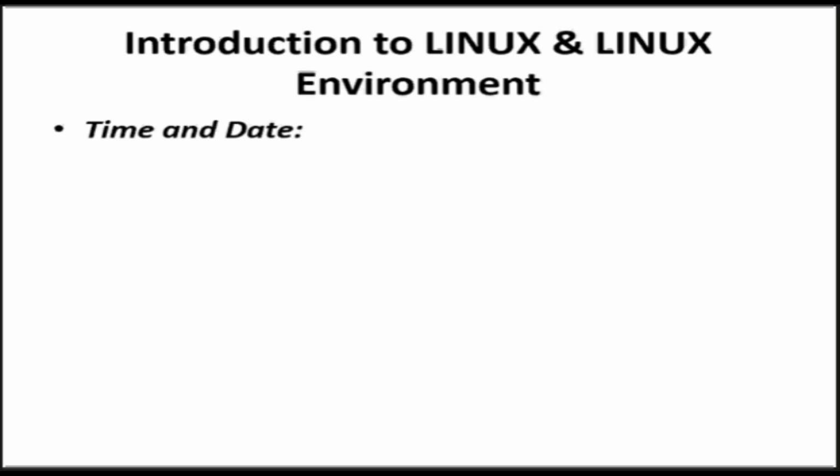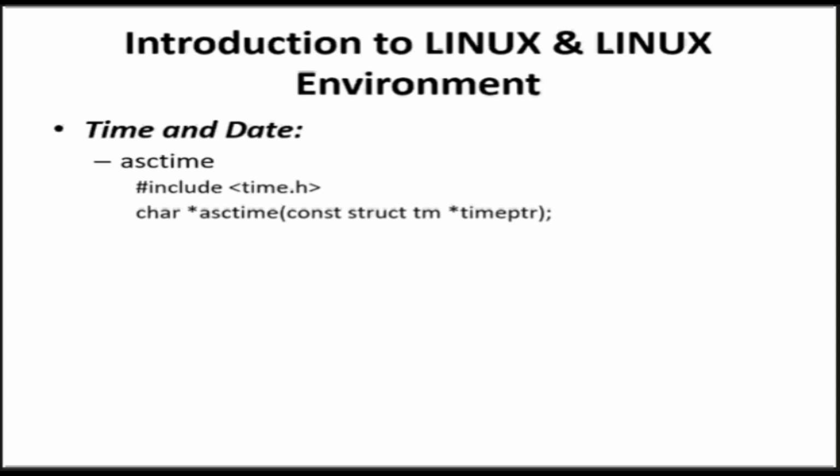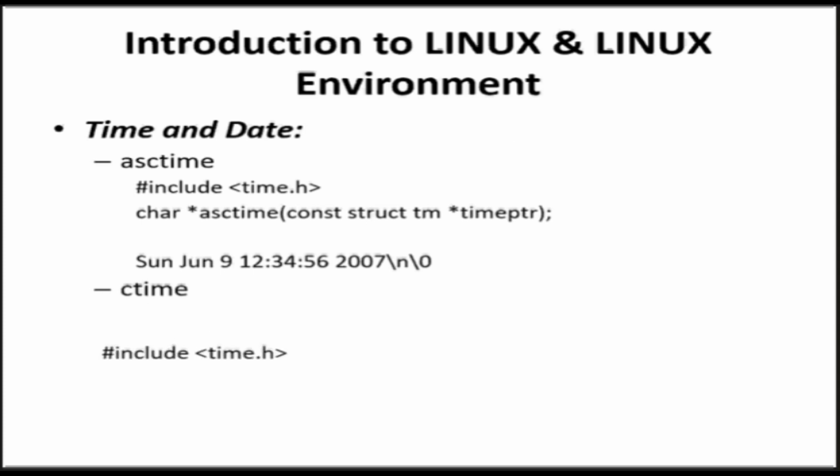For friendly time and date output, opposite to that of the machine-oriented output provided by the date program, we can use the functions asctime and ctime. The asctime function syntax is shown on the screen, which returns a string that represents the time and date given by the tm structure timeptr, and the string returned has a format similar to the following, which is a fixed format 26 characters long.